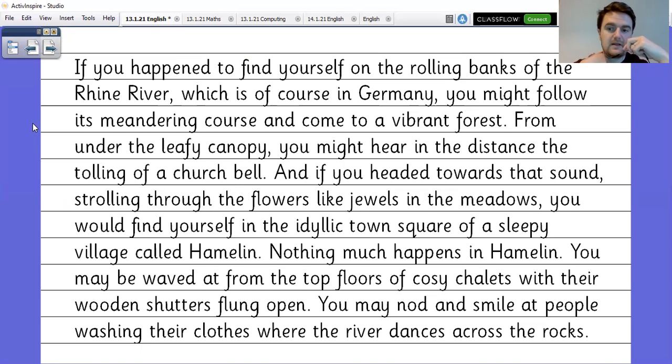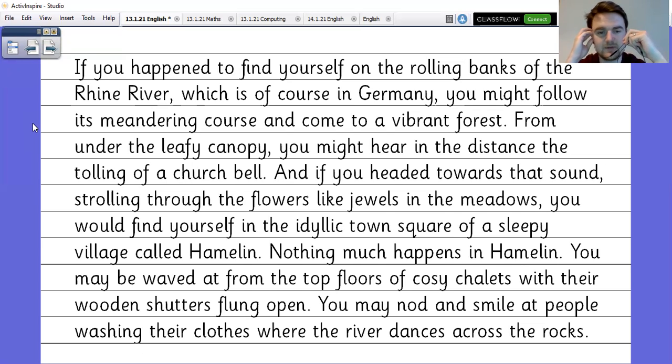So, if you happened to find yourself on the rolling banks of the Rhine River, which is, of course, in Germany, you might follow its meandering course and come to a vibrant forest. From under the leafy canopy, you might hear in the distance the tolling of a church bell. And if you headed towards that sound, strolling through the flowers like jewels in the meadows, you would find yourself in the idyllic town square of a sleepy village called Hamlin.